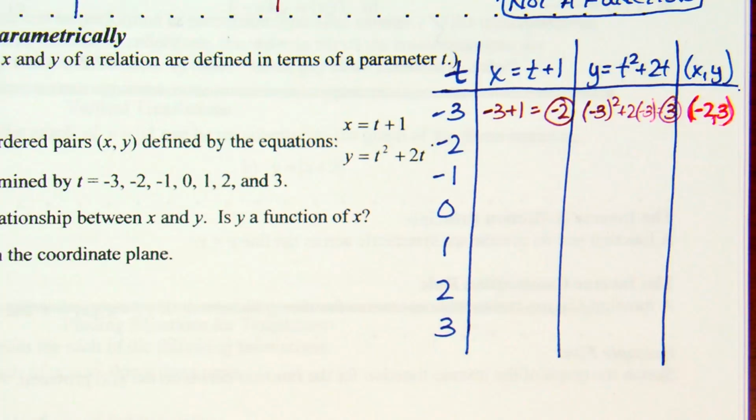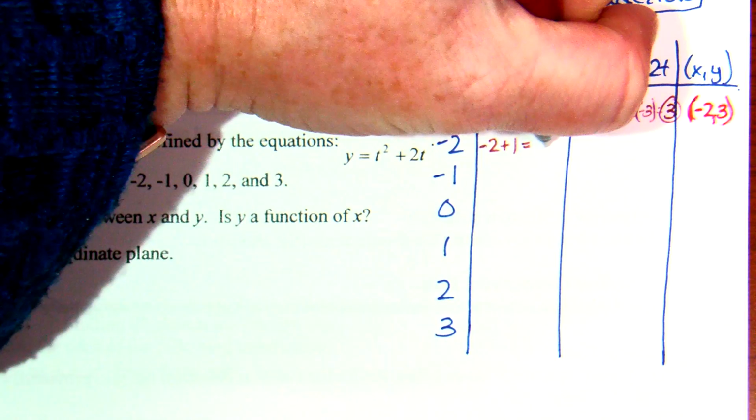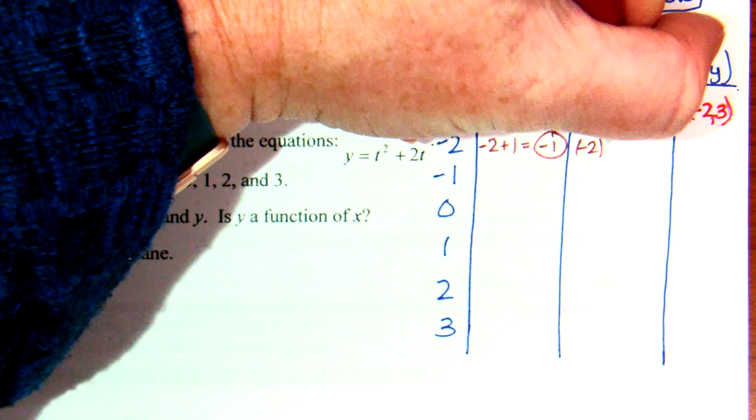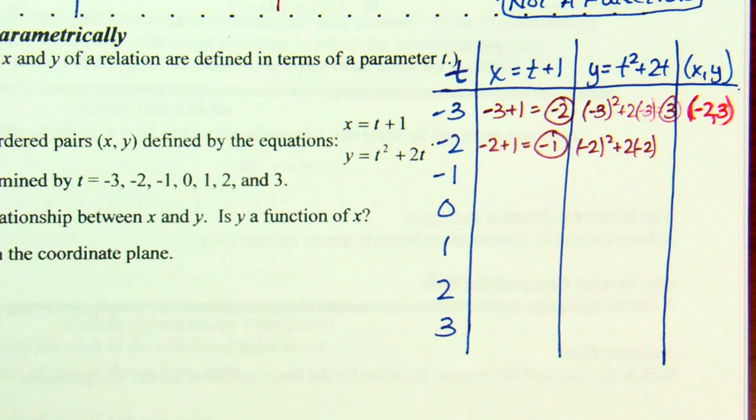Okay, what are you guys doing with negative 2? Plugging into x equals t plus 1. If you want, I'll show the work on this one, then I'll quit showing the work. Negative 2 plus 1 is negative 1. Same thing on the y. What am I plugging in over here for t? Negative 2. You got it this time. Negative 2 squared is 4. 2 times negative 2?